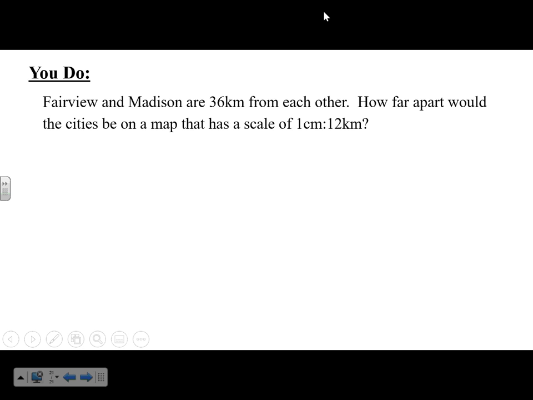Fairview and Madison are 36 kilometers from each other. How far apart would the cities be on the map if the scale was 1 to 12? Again, I'm going to put my map on top and my actual on the bottom. So my scale is 1 to 12, and they're 36 kilometers from each other. That's the actual distance, so that's got to be 36. And I want to know on the map.